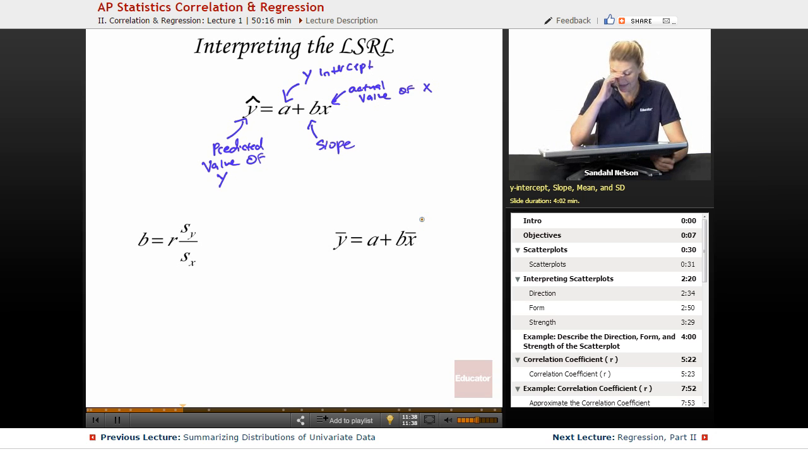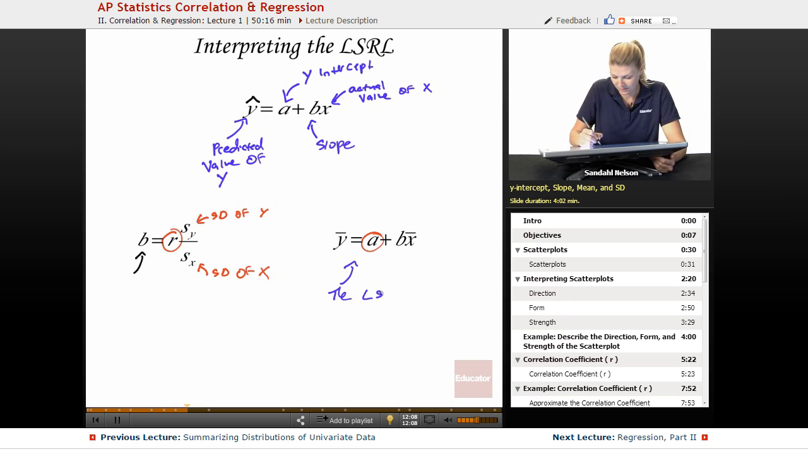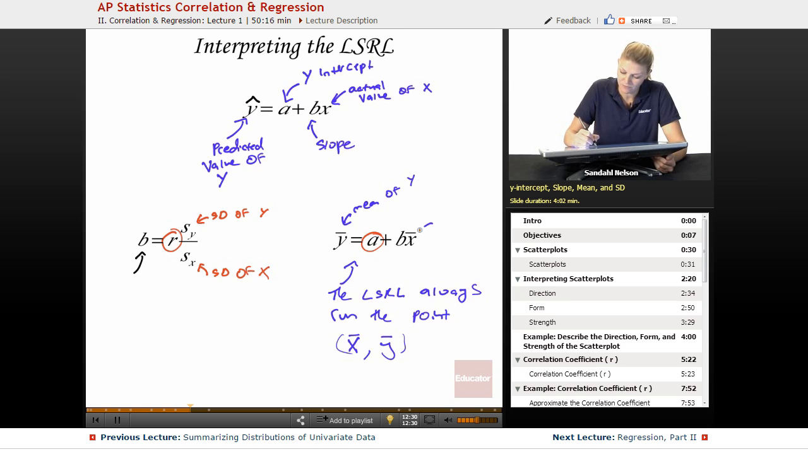Perfect. So we'll use the calculator to get most of these things, but sometimes you do have to calculate them by hand. In order to calculate the slope, you need the correlation coefficient, which is r, and then you need the standard deviation of y divided by the standard deviation of x. Once you have your slope, you can plug it in and solve for your y-intercept. The reason you can do this is because the least squares regression line always runs through the point that's the mean of x and the mean of y. So we can use that fact, and the fact that we know the mean of y and we know the mean of x and we've calculated the slope, to back solve for a, which is your y-intercept.